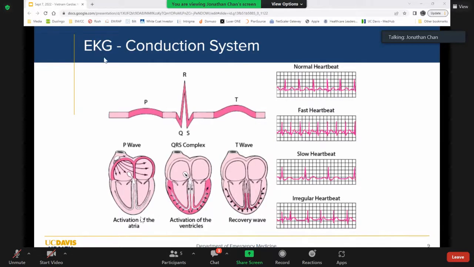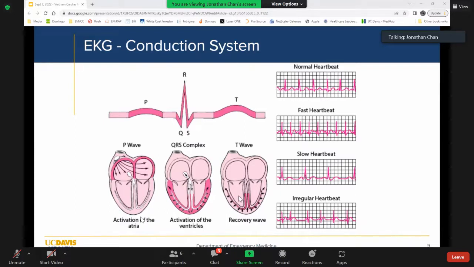The reason we get a P wave is when we have activation of the atriums, the two upper chambers of the heart, the left and right atrium. When they squeeze, that gives us the P wave. And then the QRS complex is when we get activation of the ventricles. When the ventricles, the left and right ventricle, both squeeze, that is when we get the QRS going off.